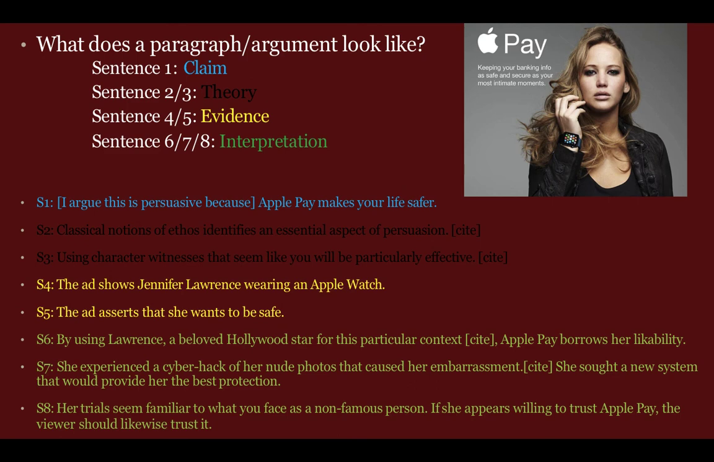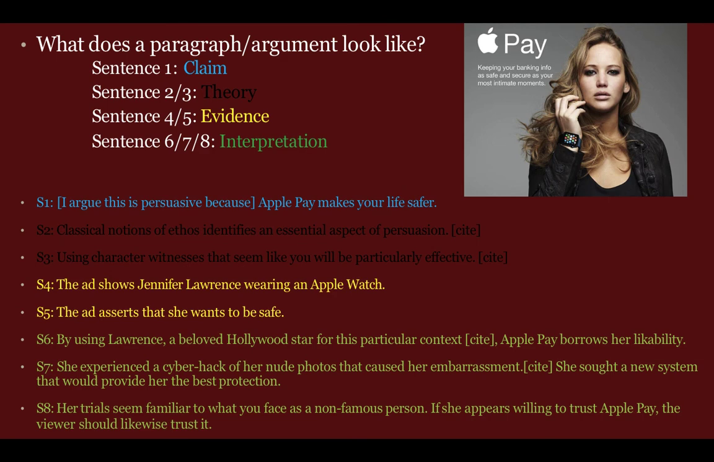So when we put this all together, you know, when we're writing, right, a paragraph is an argument. So what does a paragraph argument look like? Sentence one is a claim. So look at the bottom. I argue this is persuasive because Apple Pay makes your life safer. Now, they have Jennifer Lawrence up here. That's the artifact that we're using to examine.